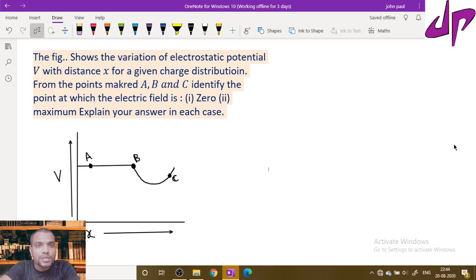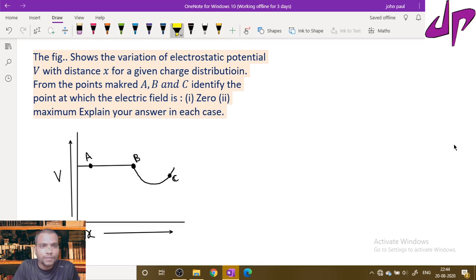The figure shows the variation of electrostatic potential V with distance x for a given charge distribution. From the points marked A, B, C, identify the points at which the electric field is 0 and maximum. Explain your answer in each case.